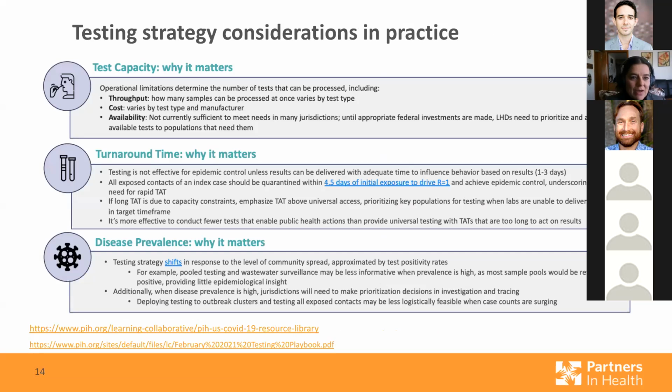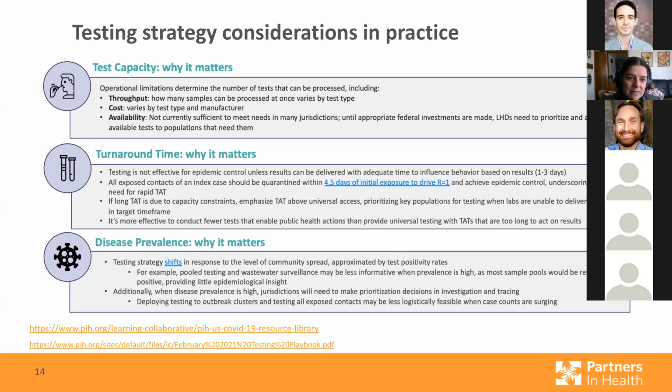So you need to think about the throughput of the test, the cost, and the availability of this test. For example, RT-PCR tests are high throughput, but they are not that rapid, while rapid tests are rapid, but you cannot process too many at the same time. For the turnaround time, you need to have a rapid result within 1 to 3 days, so you can use it for clinical decision.